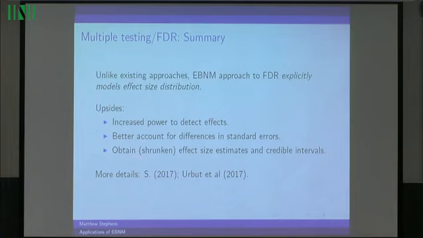But there are also some other advantages, I think, of the empirical Bayes normal means approach. One is that we can account for differences in the standard error of different observations more effectively. I didn't do that in this example. I had the same standard error for everything, but that can happen. And on top of that, you don't just get yes-no answers, you get posterior distributions. So you can actually get effect size estimates and credible intervals that take account of the shrinkage of the big effect. So if you're interested in more, I have a biostatistics paper in 2017.